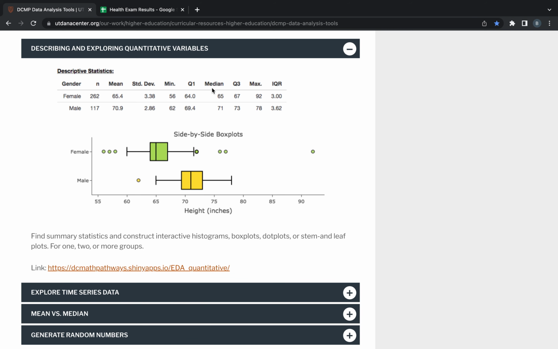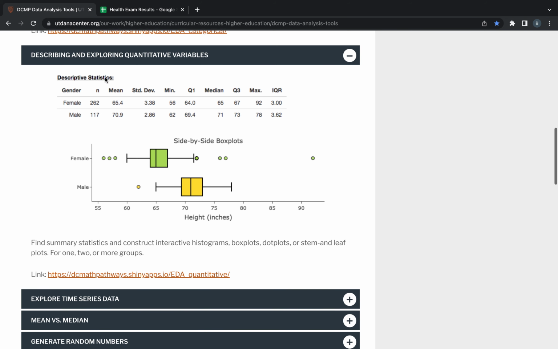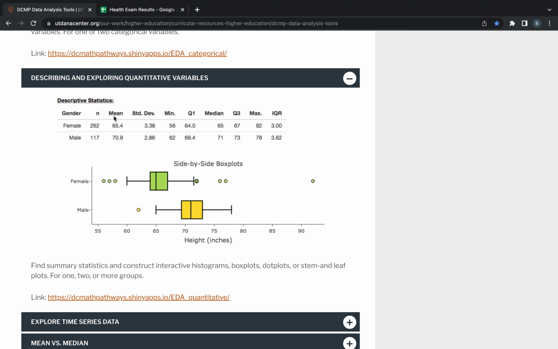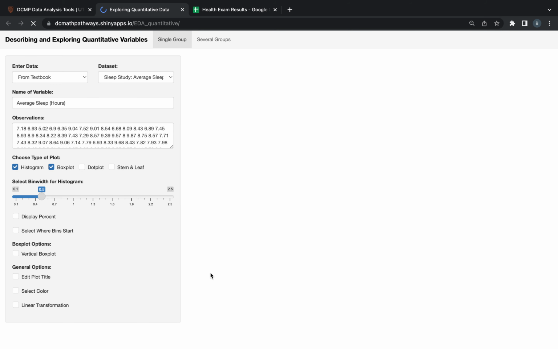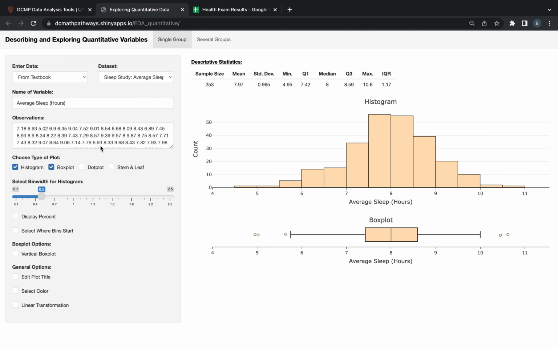Whenever you're doing descriptive statistics, for finding measures of center, variation, those kinds of things, you'll want to use the describing and exploring quantitative variables. So we're going to go into there. You can see these have some datasets in here already to look at, and it gives you the different descriptive statistics at the top here.